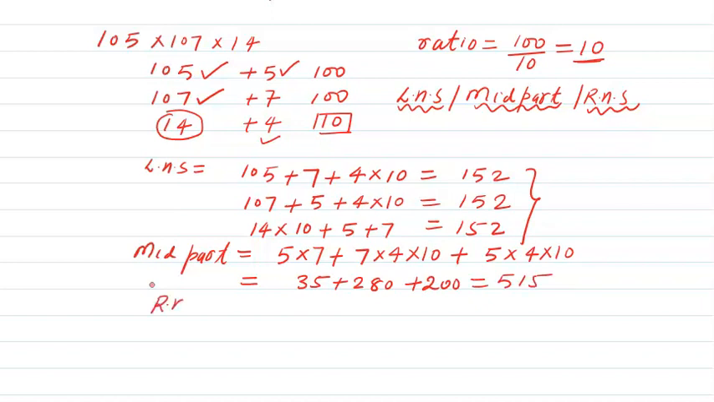And what is my right hand side part? While finding the right hand side, we just multiply the surplus numbers, and we write 5 into 7 into 4, and the product will be equal to 140 in this case. So I hope you noted this point, that while calculating the right hand side, we are not multiplying by the ratio, we are just multiplying the surplus numbers, right? Now how should the answer be written? The left hand side is 152, the middle part is 515, and the right hand side part is 140.